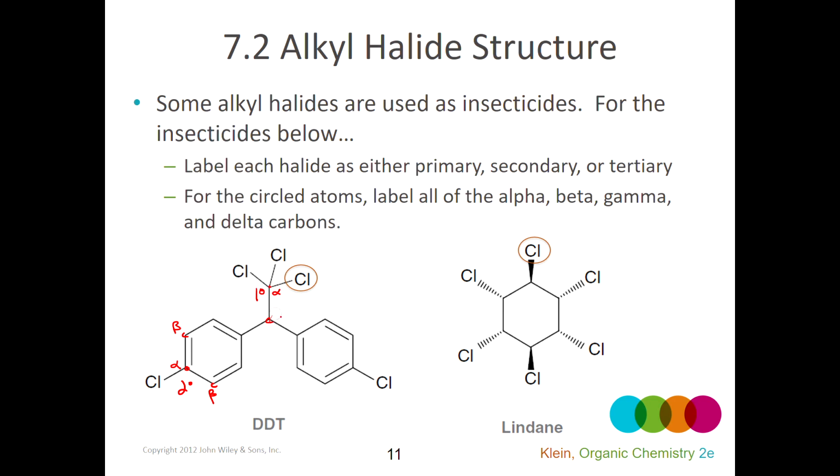This would be the beta carbon, gamma, alpha, beta, gamma, etc. Here my chlorine is on a secondary carbon. The carbon it's bonded to is bonded to two other carbons. So that makes it secondary. This would be the alpha, the beta, the gamma, and the delta.